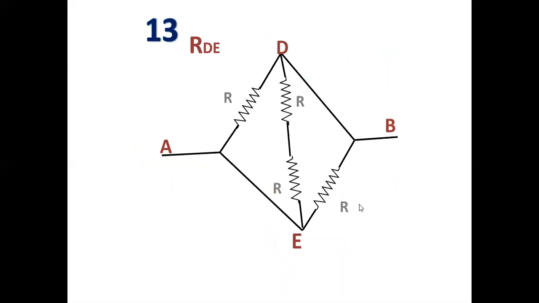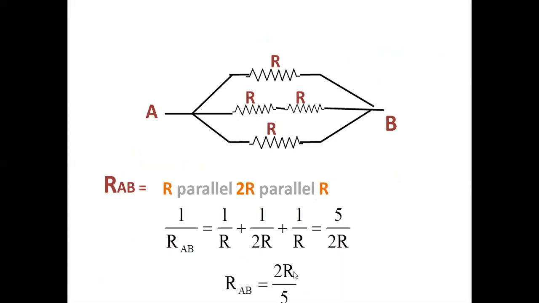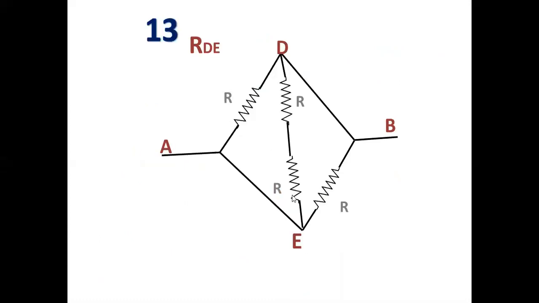Now, if the same circuit is taken and the equivalent resistance between D and E is asked, remember E and A, D and B are one and the same. So if it is asked between D and E, it is the same as A and B, because D is directly connected to B, E is directly connected to A. You know how much we have got between A and B? 2R by 5. Here also we should get 2R by 5.